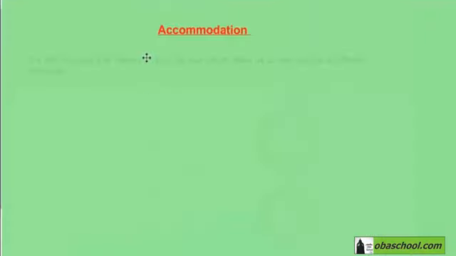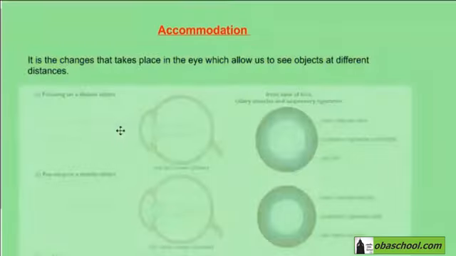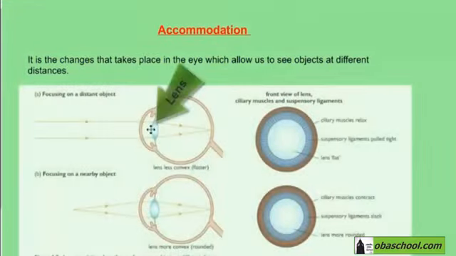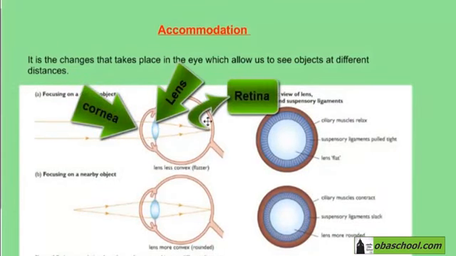So what is accommodation? Accommodation is the sum of changes that take place in the eye which allow us to see objects at different distances.